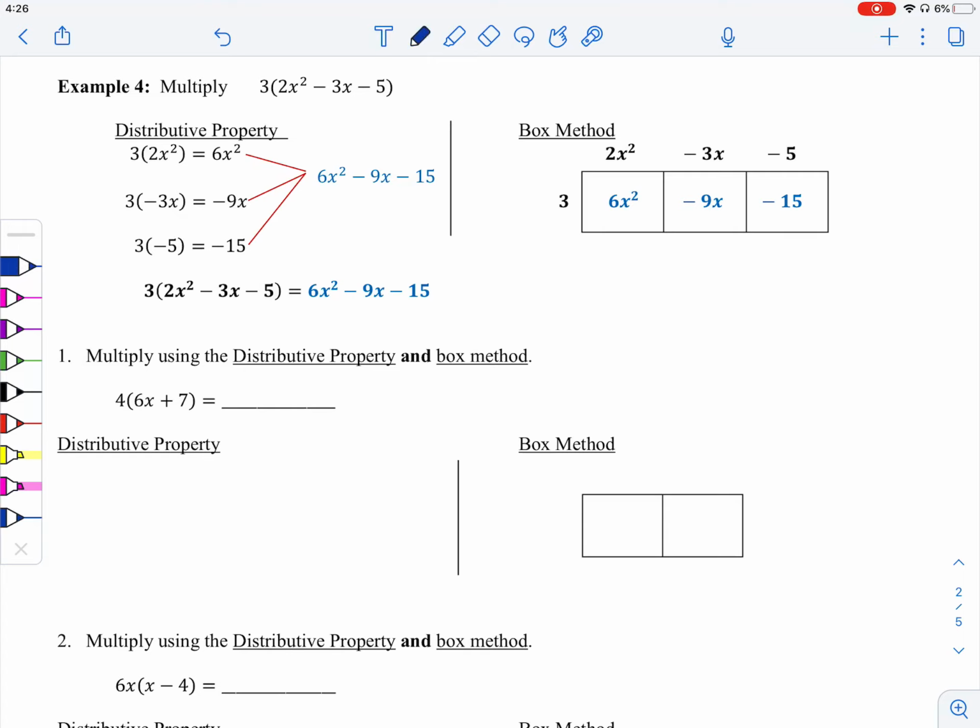Example 4, if we have 3 terms, we just distribute 3 times. All right, so we get 3 times 2x squared, we get 6x squared. 3 times negative 3x, negative 9x, 3 times negative 5, negative 15. All right, again, if we multiply this thing, so 3, 2 times x, right, because x squared. We just multiply, we have 6, we have 2 x's, so x squared. That's how we get 6x squared.